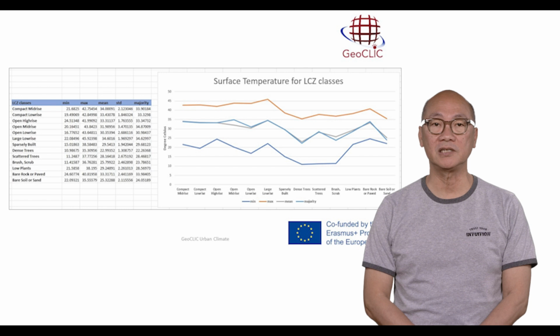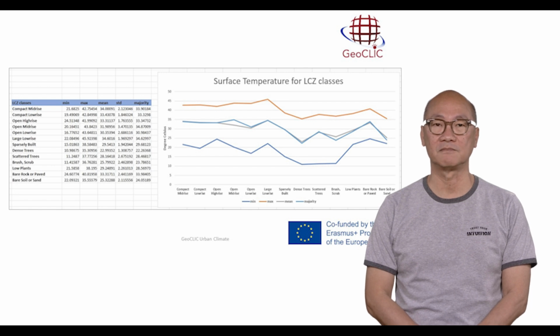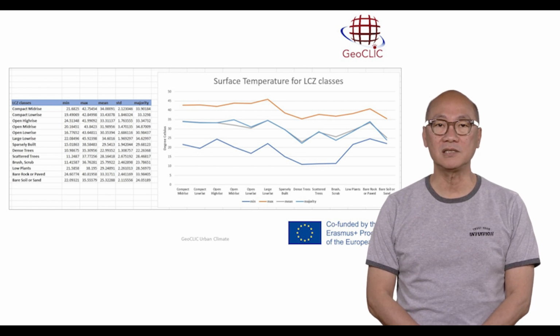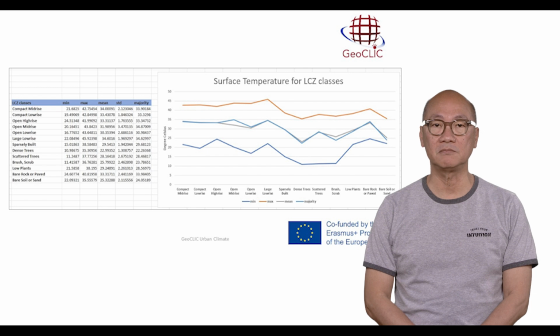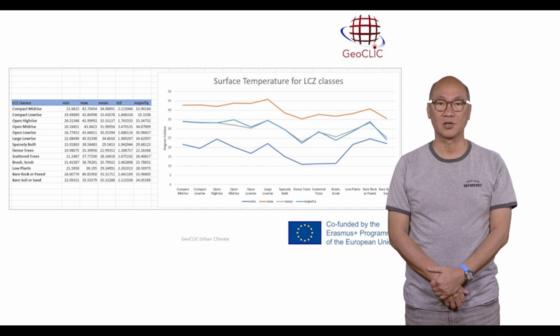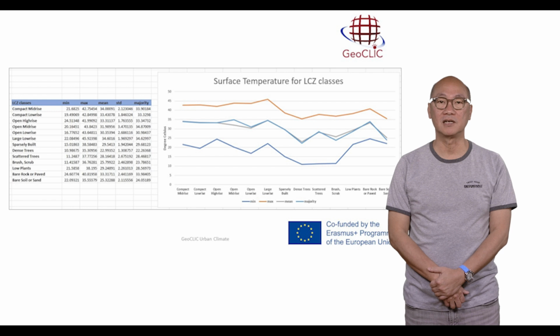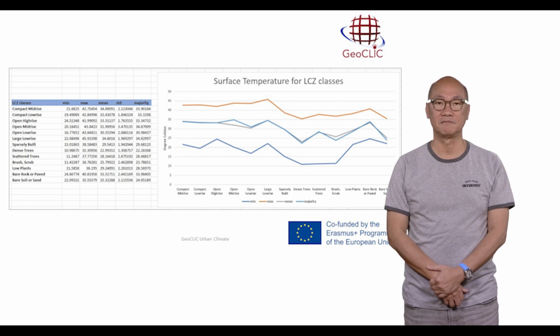After they are displayed in QGIS layers, we can extract the statistics of the surface temperature from each of the local climate zone classes. The table lists the minimum, maximum, mean, standard deviation, and majority of each class. The figure to the right is the plot for all classes. We observe higher surface temperatures for urban classes as compared to natural landscape or vegetation classes.